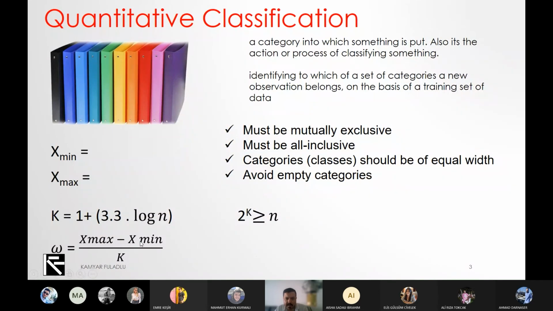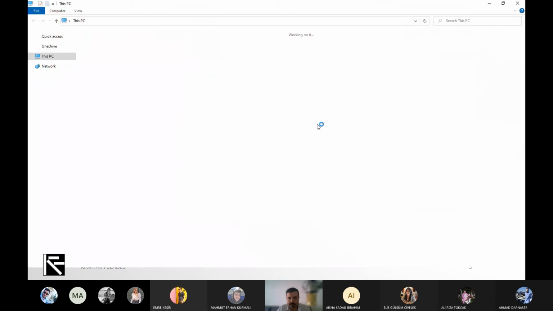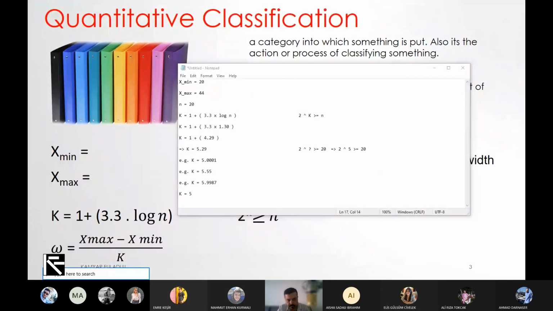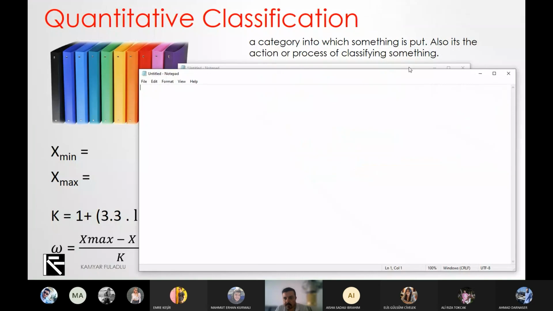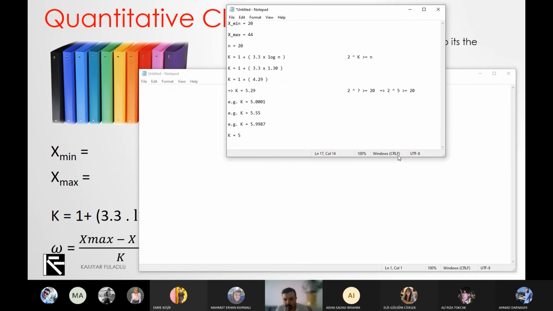The next thing, after we have done this part, we have the formula for W, or width. We find the equal width for our categories. We need to put it in this formula. This is also a pretty fine formula. What does this formula say? Let's make another notepad, because I don't have a whiteboard. If it were a whiteboard, it would be pretty nice, but here I need to do it in this way.